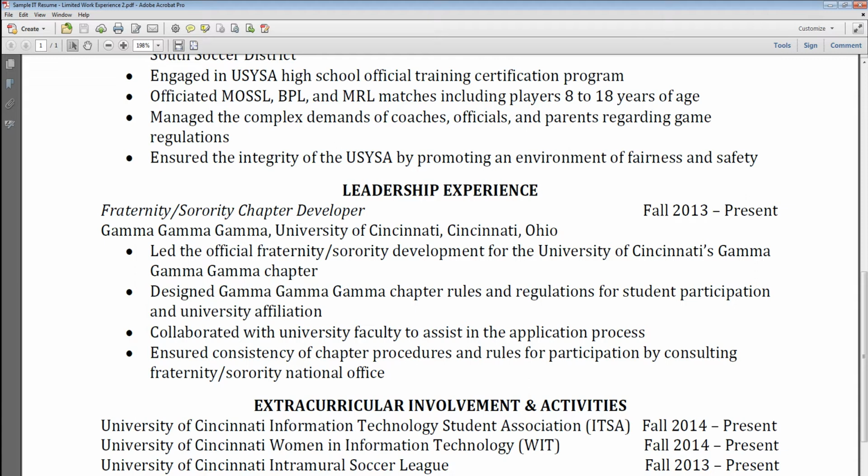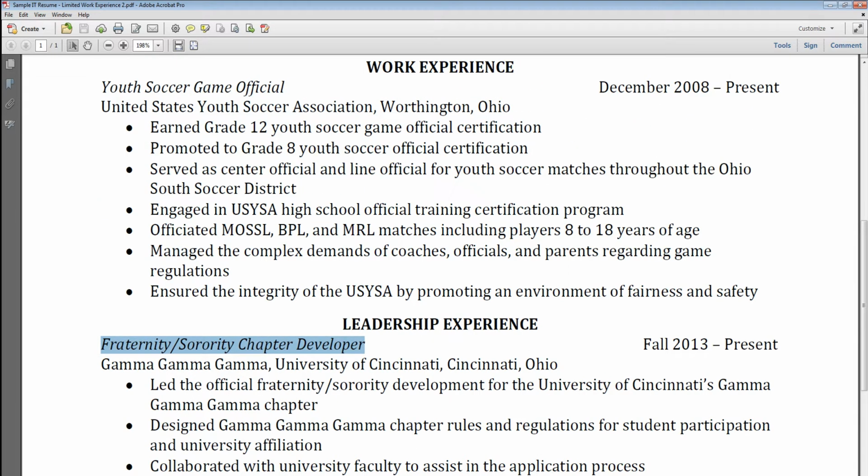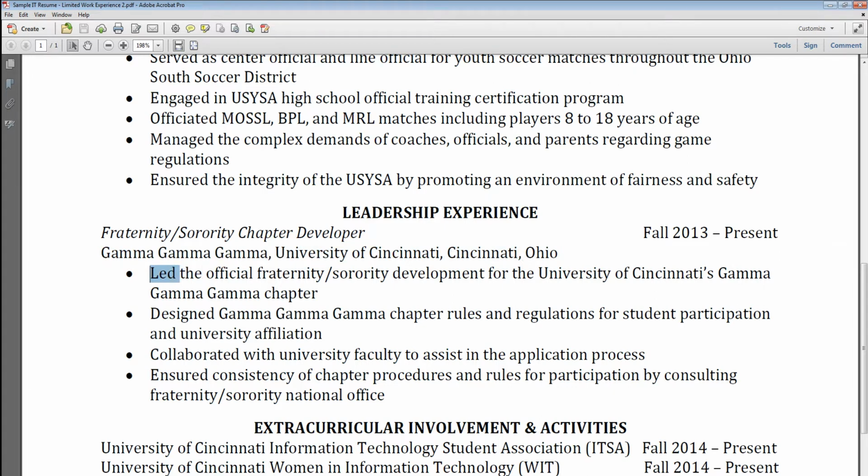So again, I'll go back up to leadership experience here as just one example. This individual was a fraternity sorority chapter developer, so they actually created a chapter of a fraternity / sorority on campus at the University of Cincinnati. So I've labeled this following the exact same format that I did with work experience above. So here's the title of whatever that leadership role was, the chapter developer. Again, right alignment in terms of dates that this occurred, the organization it represents, and the location. So it follows the exact same format that we did above with work experience. And then, using those action verbs again, describing that experience in a very strong and robust way.